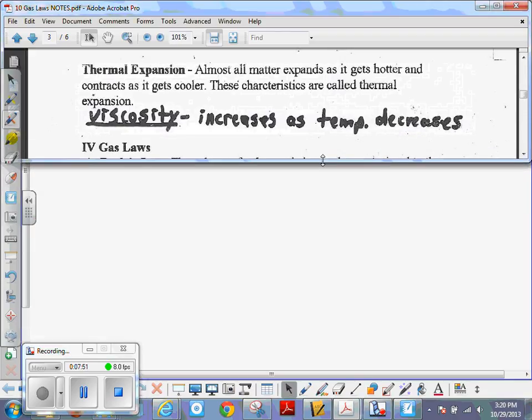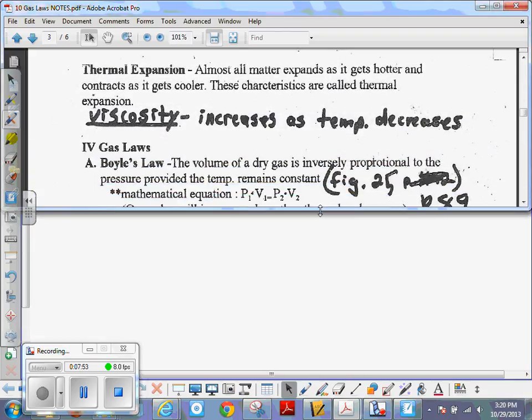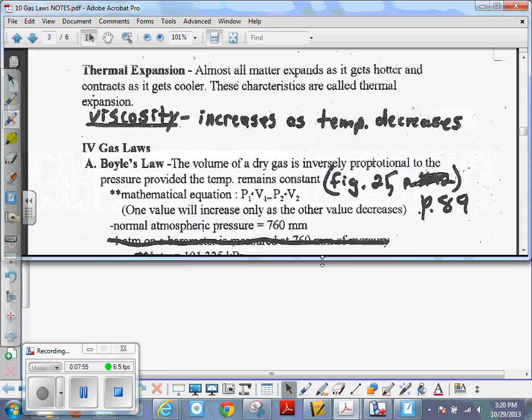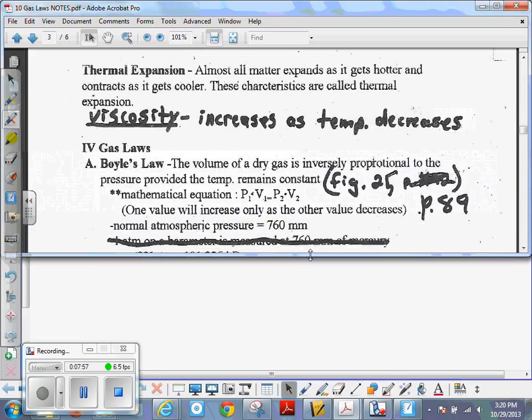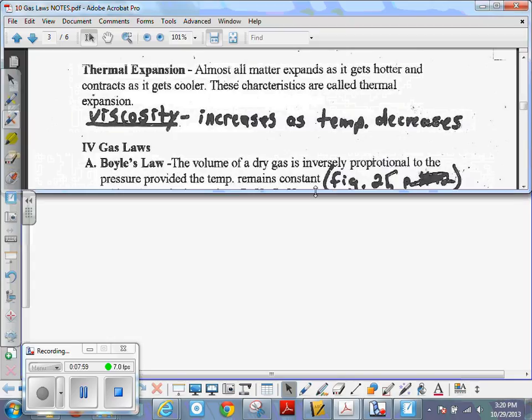So now we finally get to gas laws, okay? All of this stuff we talked about is going to be expressed in these laws. Boyle's law says the volume of a dry gas is inversely proportional to the pressure, provided the temperature remains constant.